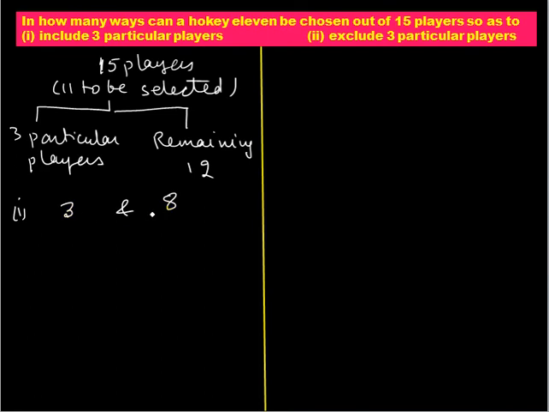So this is how the selection can be made, 3 and 8, and these 3 from the 3 particular players and 8 from remaining 12. Okay, so the total becomes 11. In the second case, they are saying exclude 3 particular players. So these we are not going to include. None of the player from these 3. That means all the 11 will come from the remaining 12 players.